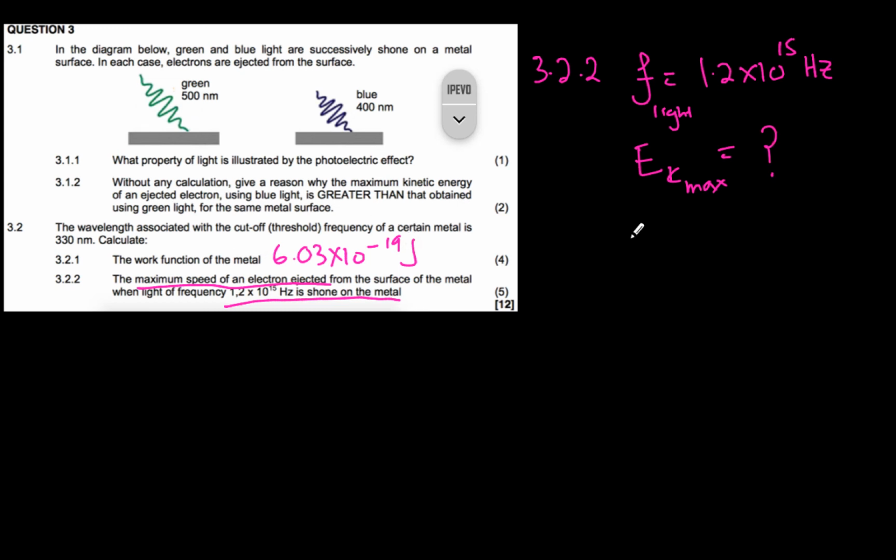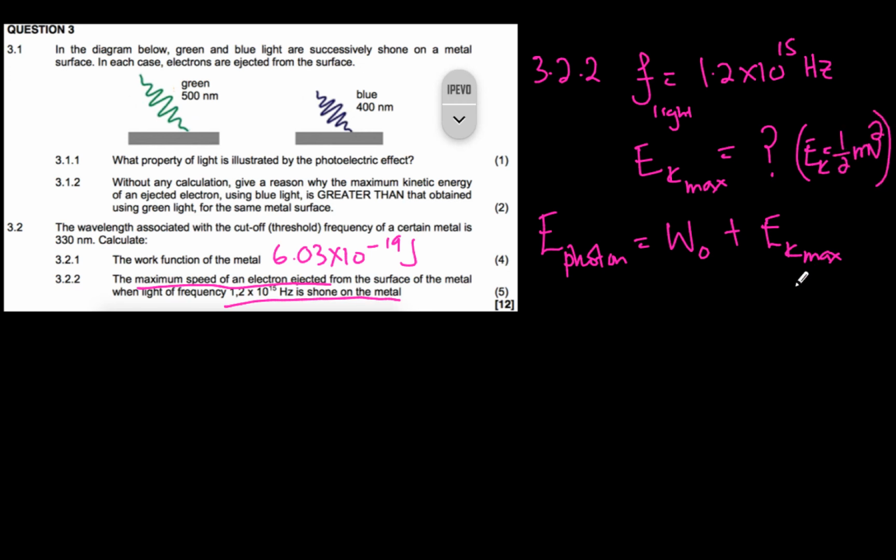So what we need to do is use that equation: energy of a photon is equal to the work function plus the maximum kinetic energy. We want the speed. However, we know that the kinetic energy is given by the equation EK equals half mv squared. So we can use this equation to calculate the speed, and we're simply going to substitute our values here.